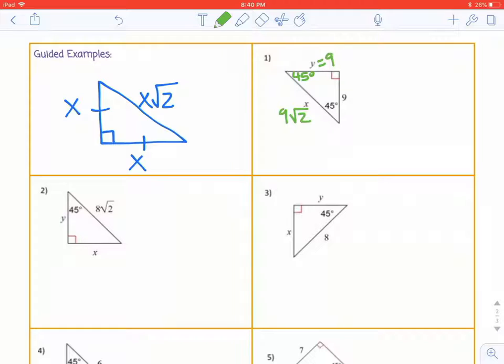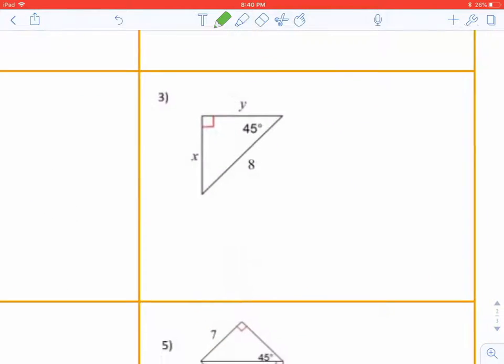So in the next example, they gave you the hypotenuse is 8 square root 2. So that 8 is the length of the leg. So we can just plug it in for the x and the y. And again, no work would be needed there. For number 3, they gave you the hypotenuse is equal to 8.